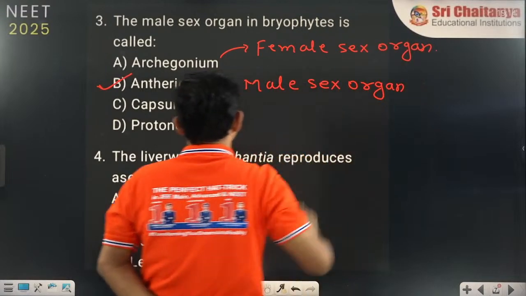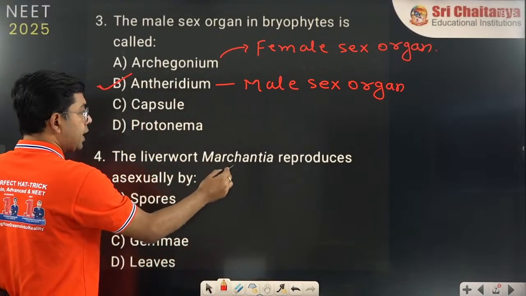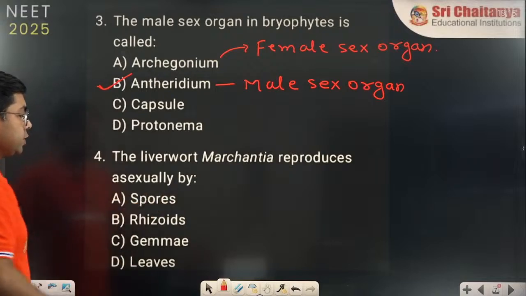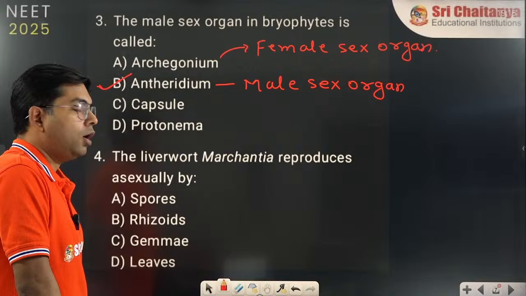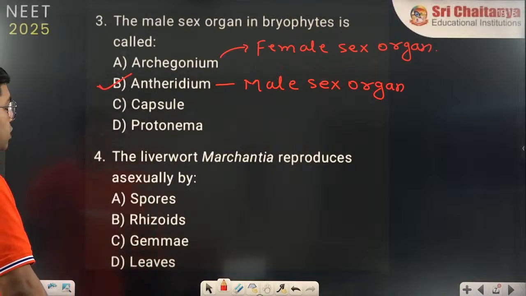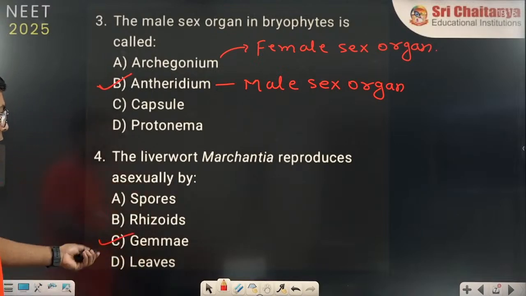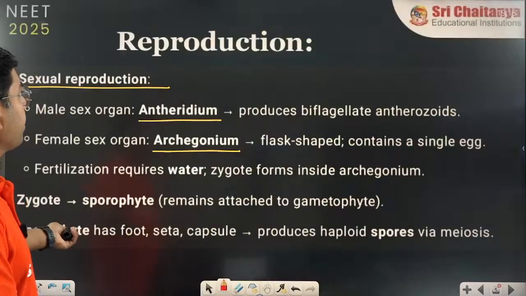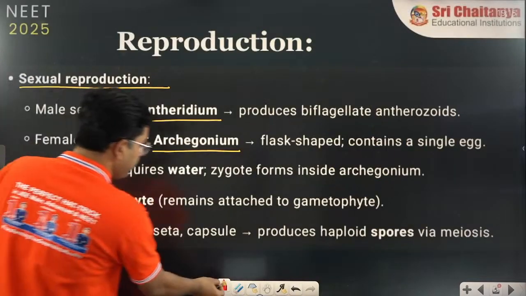Female sex organ. Now, the next one: the liverwort Marchantia reproduces asexually through gemma. We will see that. So here, let's see this first and then we will go through that part.